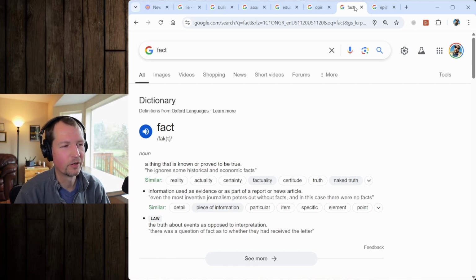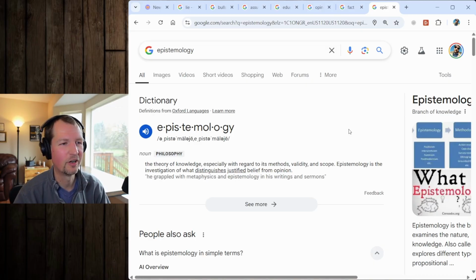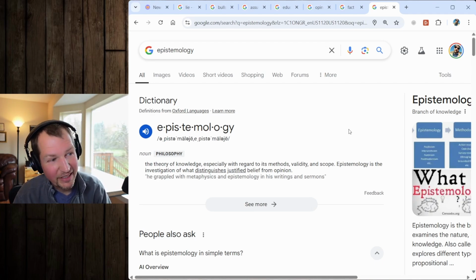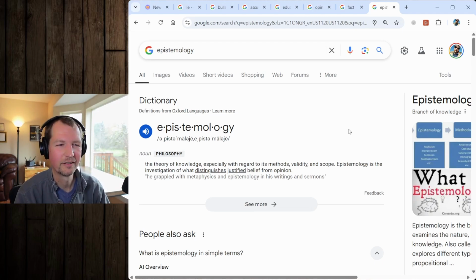All of this framework is part of the question, how do we know something's true? It's part of what philosophers call epistemology, which is the theory of knowledge, especially with regard to methods, validity, and scope. Epistemology is the investigation of what distinguishes justified belief from an opinion. Again, I can say, I believe Steve has a pile of gold bars in his garage. Is there enough evidence for the rest of society to have a true justified belief in this claim?